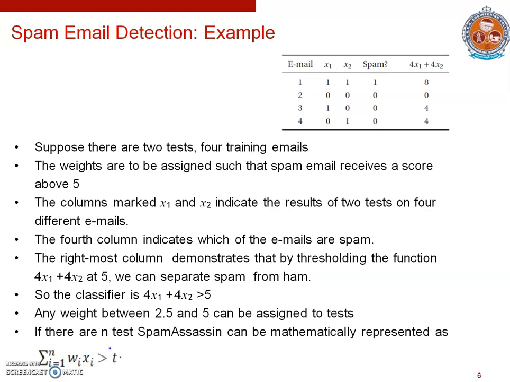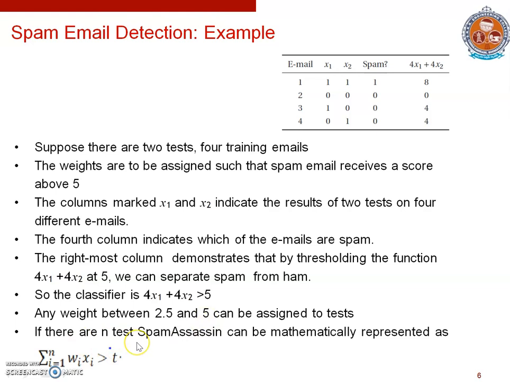So based on this data, now we need to learn the weights for these two tests x1 and x2. From this data, we can see that the weights assigned to x1 and x2 can be anything between 2.5 and 5. So it should be greater than 2.5 and less than 5.